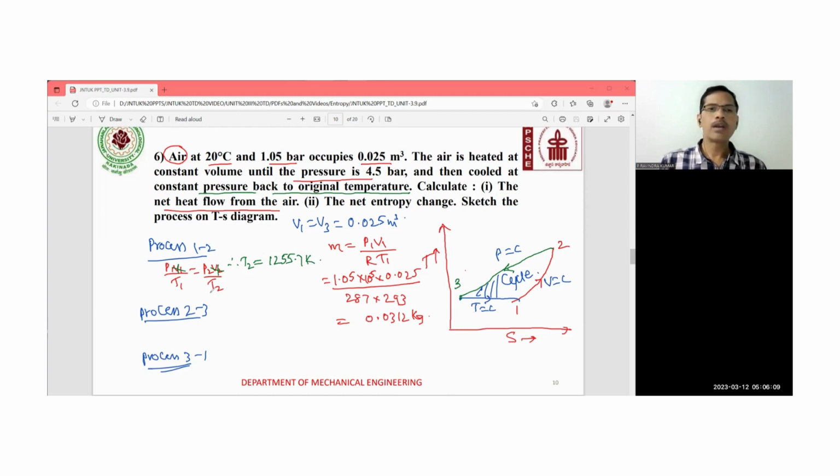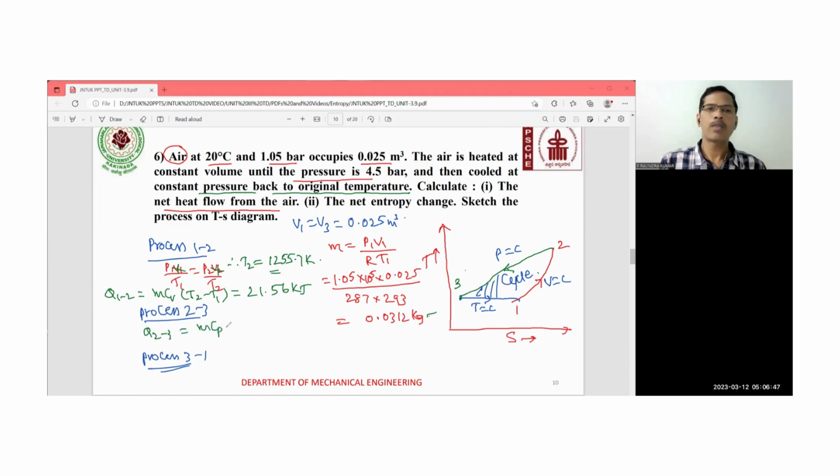Once this is over, you can estimate Q1 to 2, and it is occurring at constant volume: m Cv (T2 minus T1). M is known, R value is 287, T2 value is 1255, and T1 is 293. If you solve this, you can get it as 21.56 kilojoules.